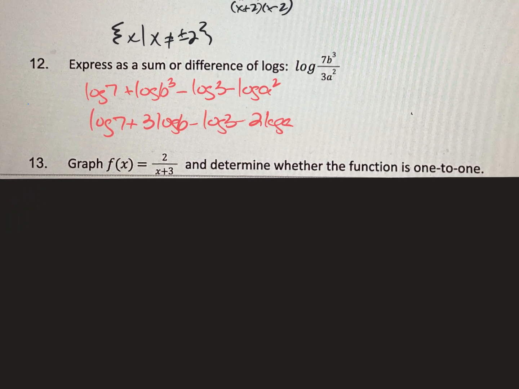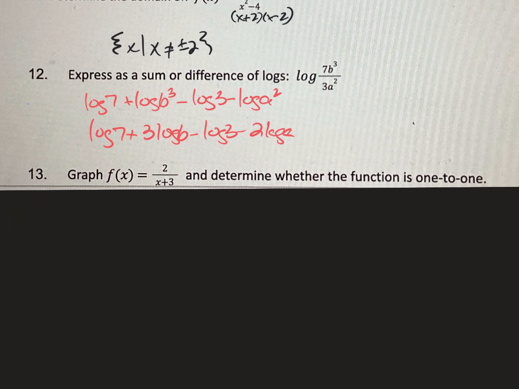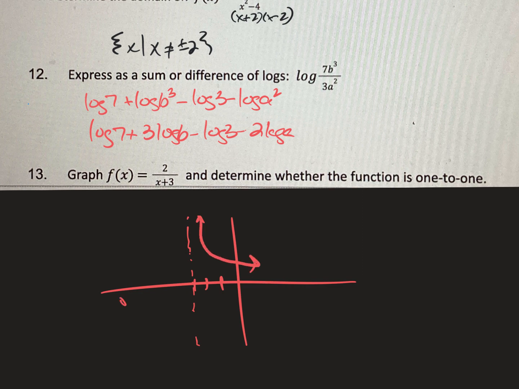All right, last one. Graph that thing and just determine if it's 1 to 1. So if I graph it, and you can use your calculator, one thing I know is I'm going to have an asymptote at -3, which kind of blows it already. And then the graph's going to do this kind of deal right here. It's going to look like this and like this.